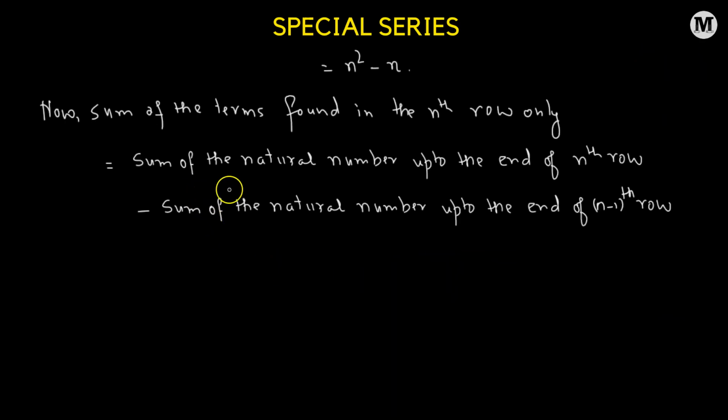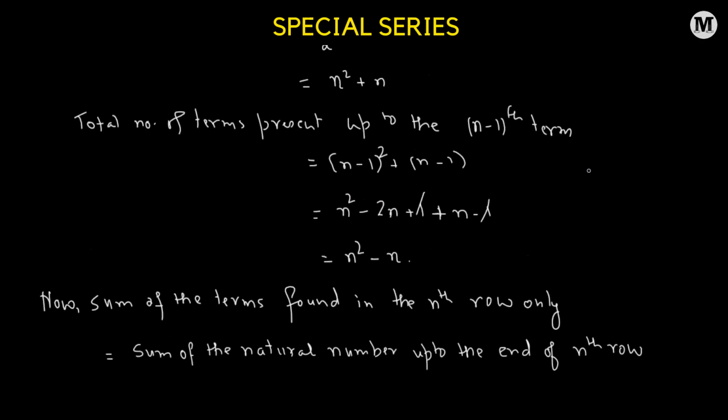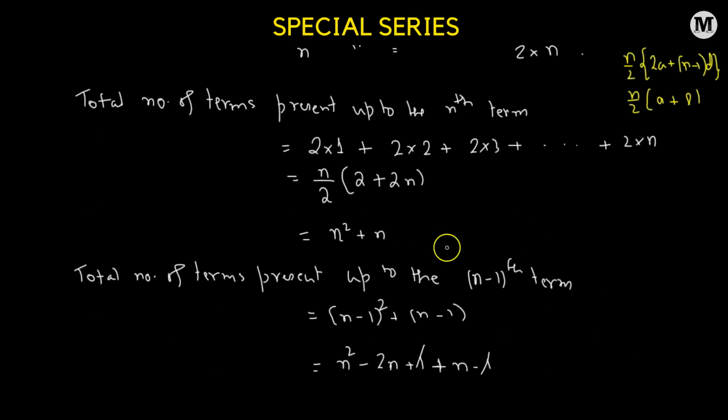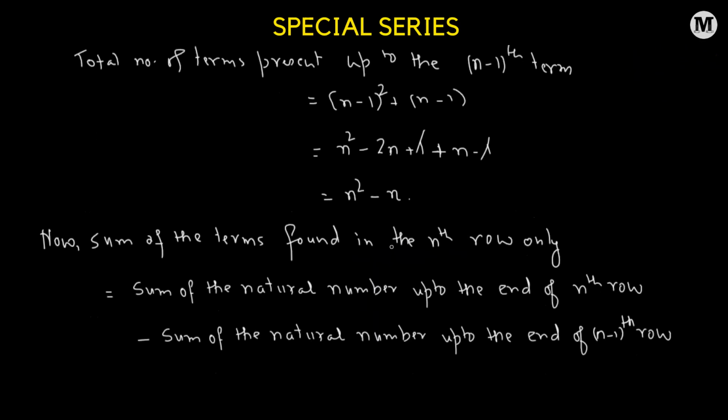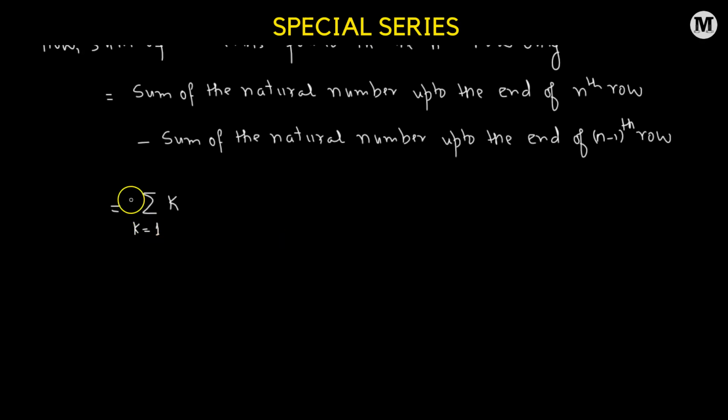So we have already obtained the sum of the natural numbers up to the nth row. So we'll take the summation of k. So this gives us the sum of the natural numbers. Now, what does k run from? k runs from 1 up to the last term of the nth row. So we have already obtained the total number of terms present in the nth row, that's n squared plus n. So that means our sum, the index k is going to run to n squared plus n.